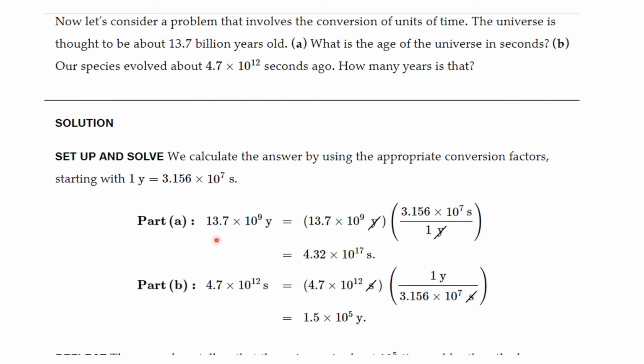Let's do another problem. Let's convert 13.7 times 10 to the 9th years. And by the way, that is how old the universe is. So I can change that into seconds. This is seconds per year. And I get how many seconds there are in a year. 10 to the 17th, of course, is a very big number. I can also change 4.7, which is how long ago in seconds our species, I guess that's Homo sapiens, emerged, and we can change that to years. I use this conversion factor and get this. Make sure that you know how to do these kinds of problems.